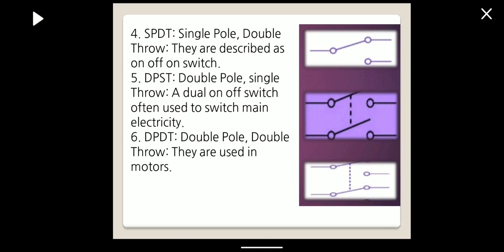Then DPST, double pole single throw switch. A dual on off switch often used to switch mains electricity. And the last one is DPDT switch, double pole double throw switch. They are used in motors. So these are the different diagrams for showing. In the first diagram SPDT switch, second diagram for the DPST switch, and third diagram is called the DPDT switch.